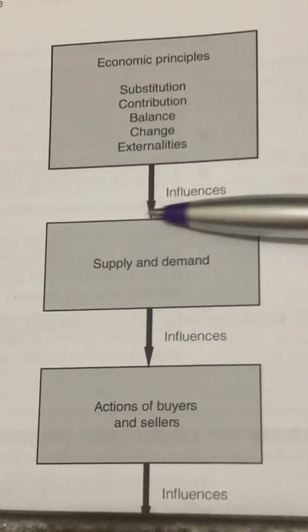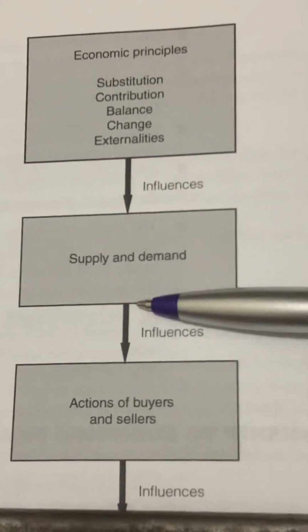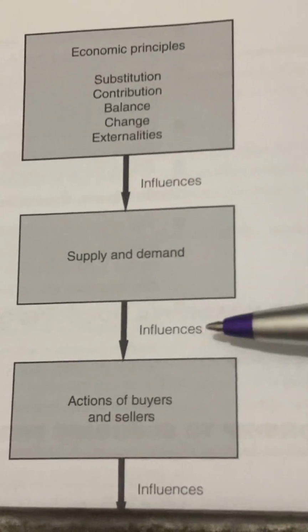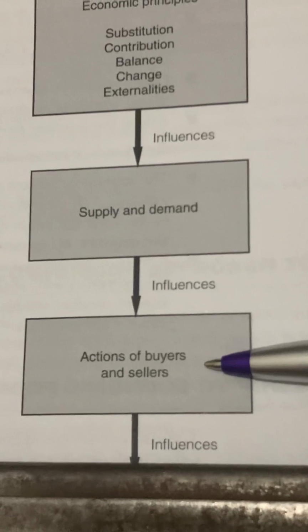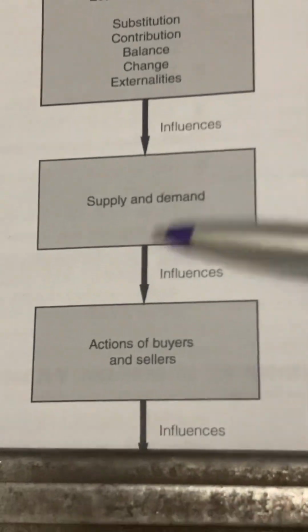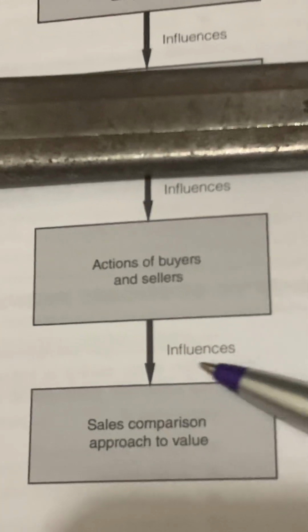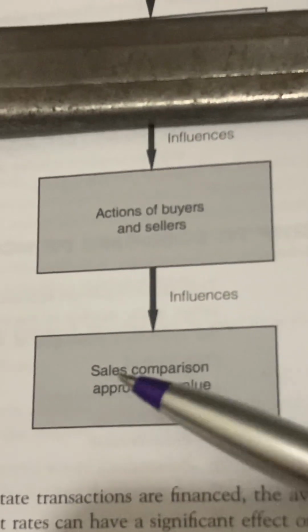The next box is supply and demand. The arrow pointing down from supply and demand influences actions of buyers and sellers. The arrow underneath actions of buyers and sellers influences the sales comparison approach to value.